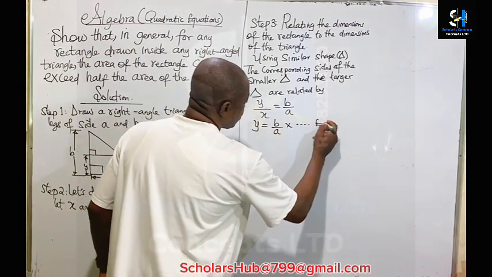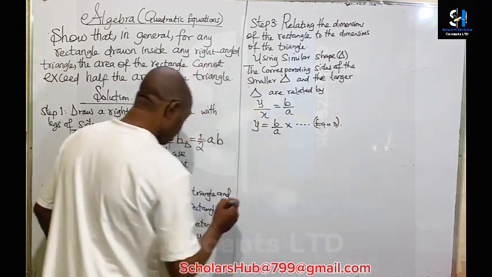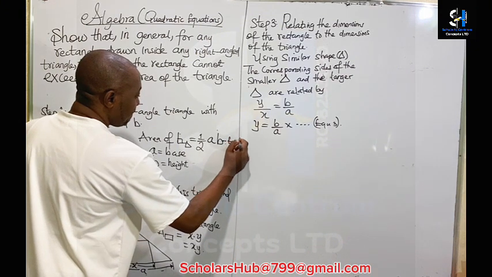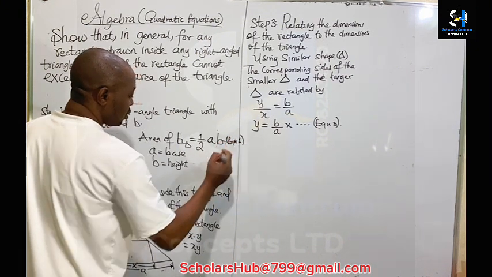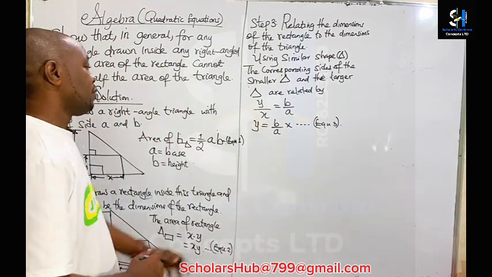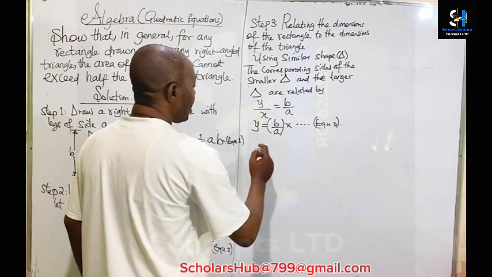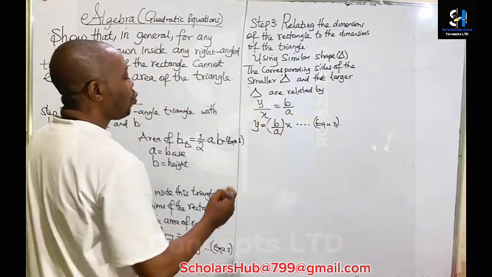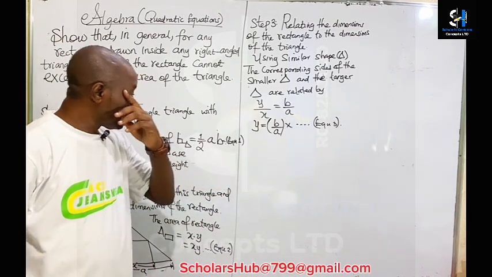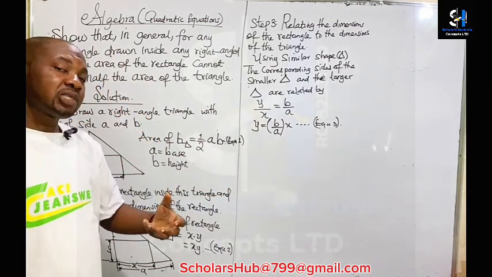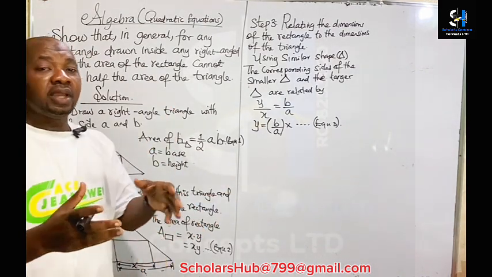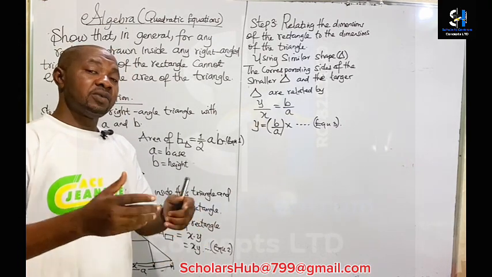Now let me call this equation 3, because we have this to be equation 1, and this is equation 2. This is the relationship between Y and X: Y equals B over A times X. Having done this, the next thing is to find the maximum area of the rectangle.